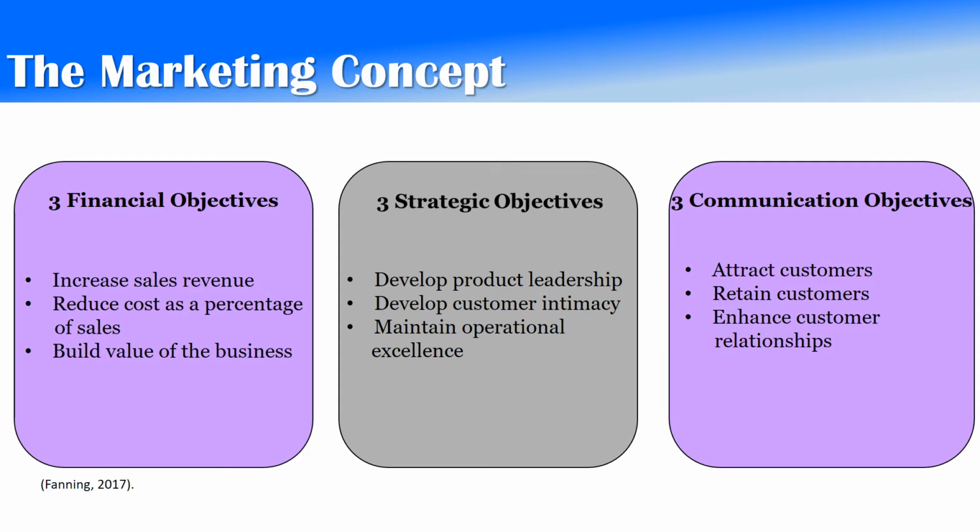So with the marketing concept, there are 3 overarching goals and objectives that can be achieved. Firstly, financial objectives involve increasing sales revenue, reducing cost as a percentage of sales, and building the overall value of the business. Strategic objectives consist of becoming a leader in that product category, developing a close relationship between the organization and the consumer, and maintaining operational excellence. Lastly, communication objectives revolve around attracting customers, retaining customers, and making sure that the relationship with customers is the best that it can be.